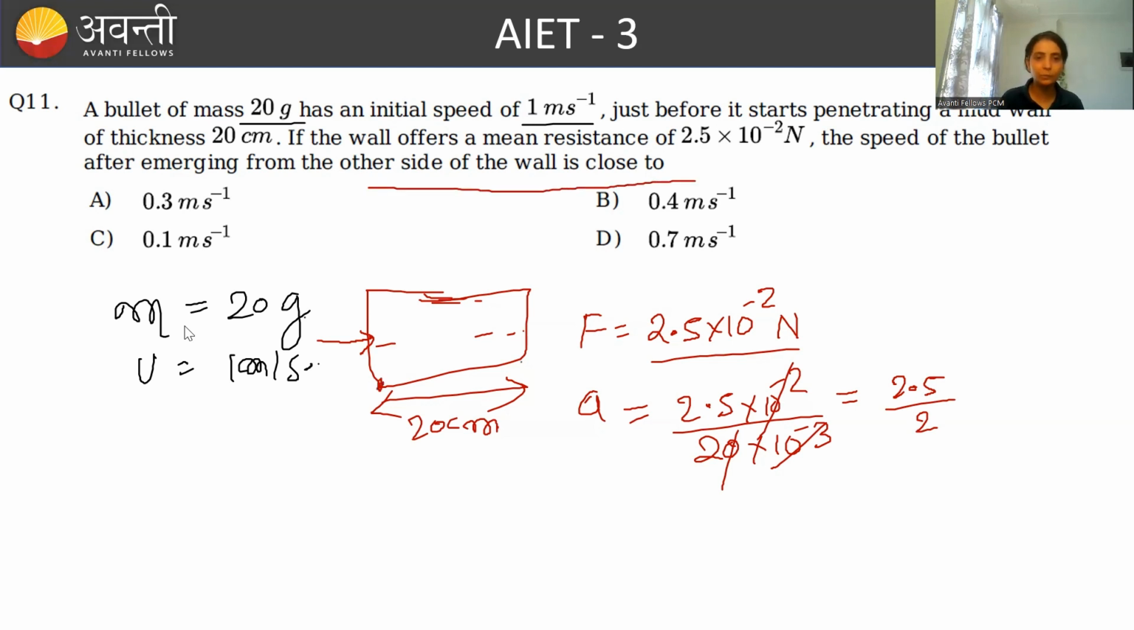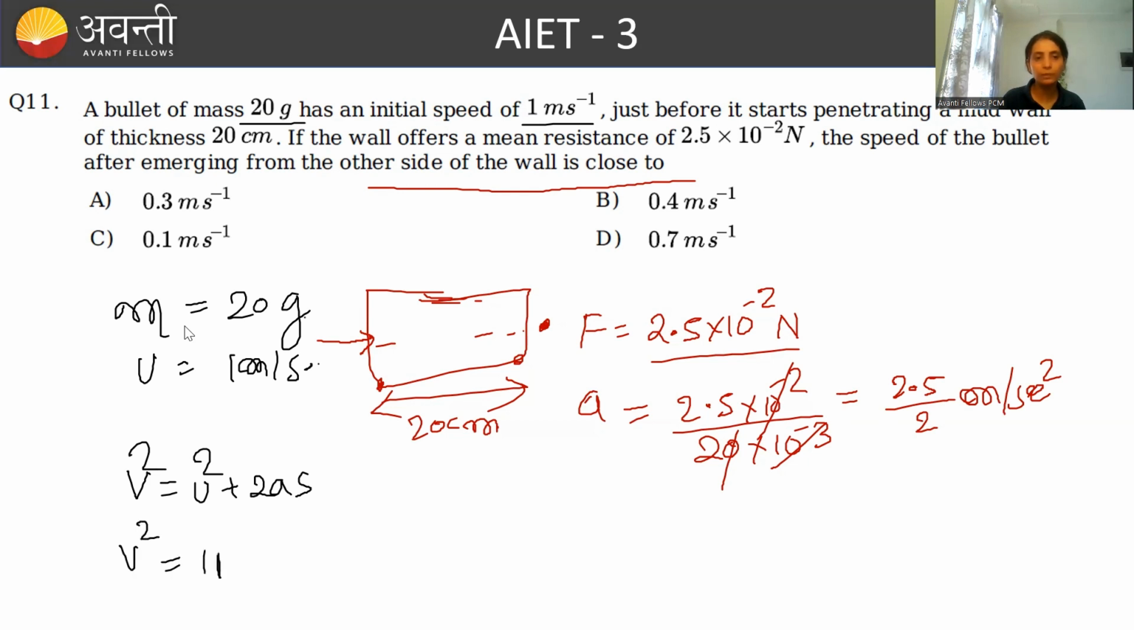Then the speed of the bullet after emerging from the other side of the wall is close to. So it is traveling 20 centimeter under the effect of retardation, that is 2.5 by 2 meter per second square. So it is asking what will be the velocity of the bullet just after it comes out of the mud wall. So how much will it be? Let's calculate. V equals, what will you write? V square equal to U square plus 2AS, right? This equation we must use. V square is how much? We don't know. That we need to calculate.